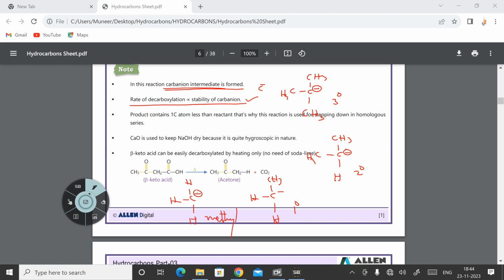So, methyl carbanion. Suppose here CH3COONa is present. So what is formed here? A C minus is formed. This is a methyl carbanion. This is more stable, so such a type of compound reacts easily. Rate of decarboxylation: the COONa is released.